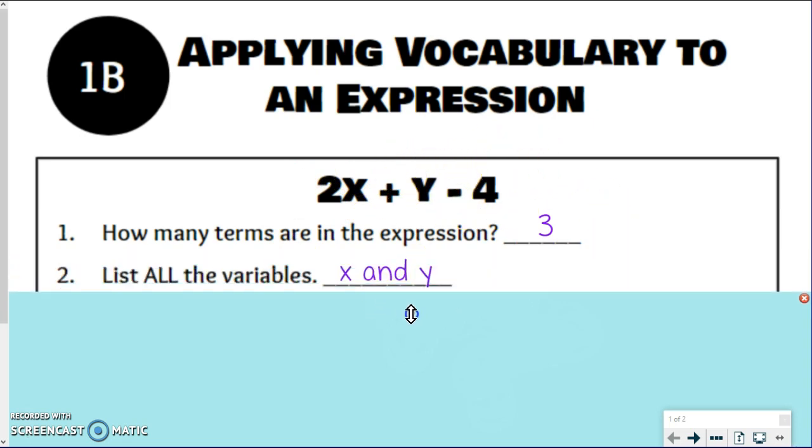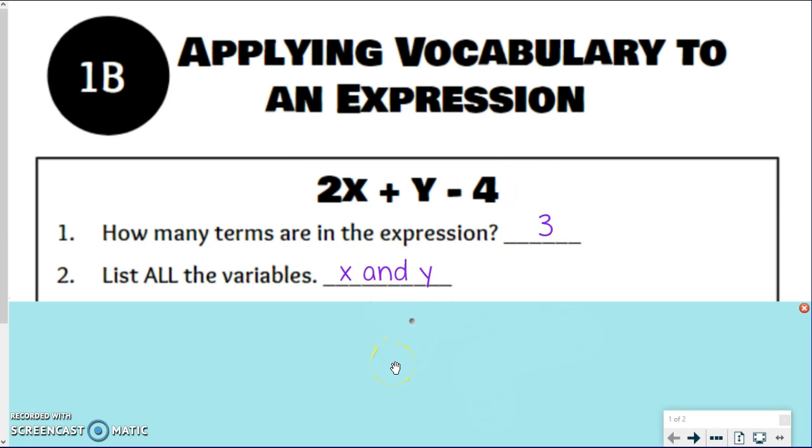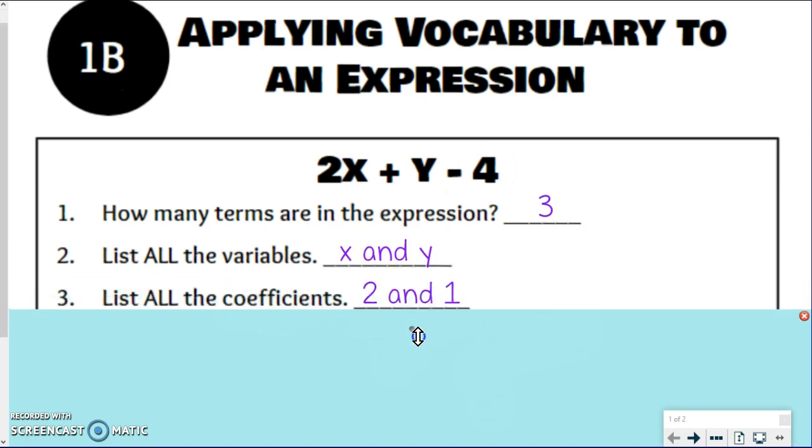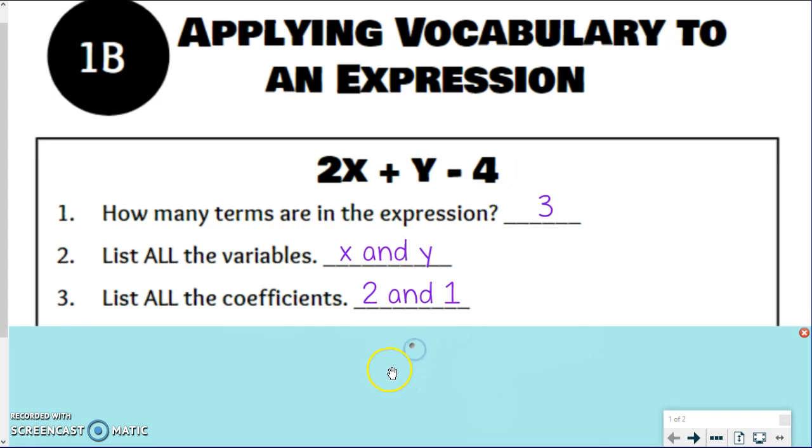Okay? Then they ask, list all the variables. Well, the variables are the letters that are representing an unknown number. And so that's pretty easy, is to look at the letters. X, y. X and y are our variables. Now here's the part that's just a tad more tricky. The coefficients are the numbers being multiplied to a variable. So if there's a variable, there has to be a coefficient. That's a part of the name, is that it's the number being multiplied to a variable. So if you see a variable, there is always a coefficient.